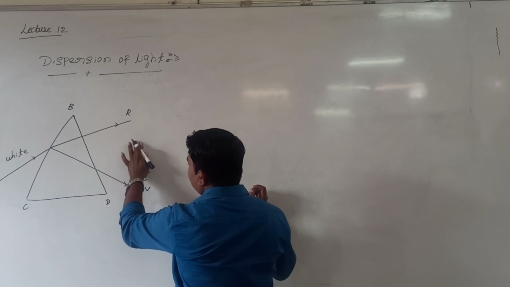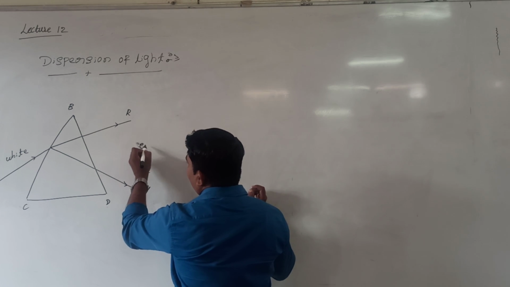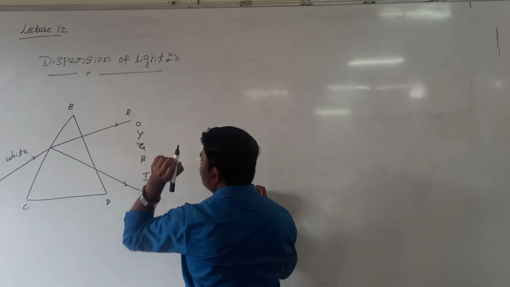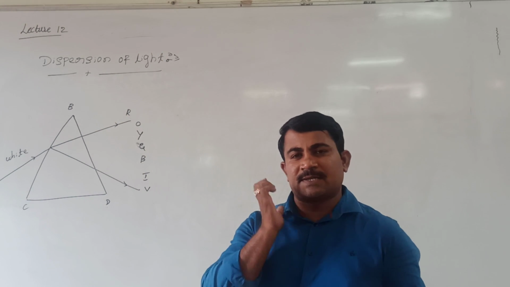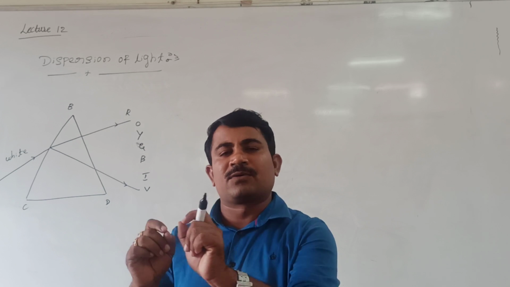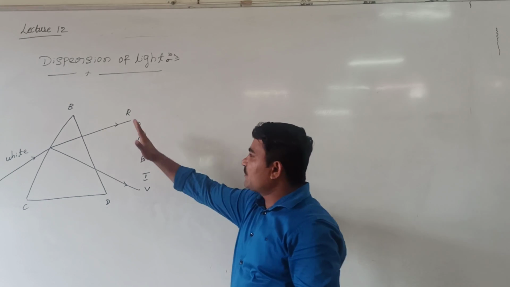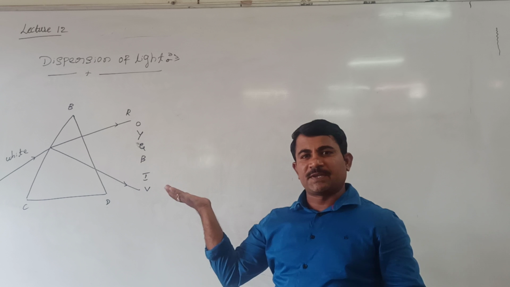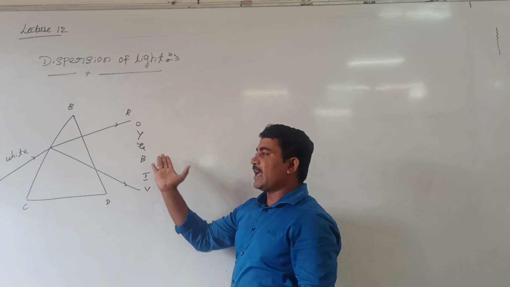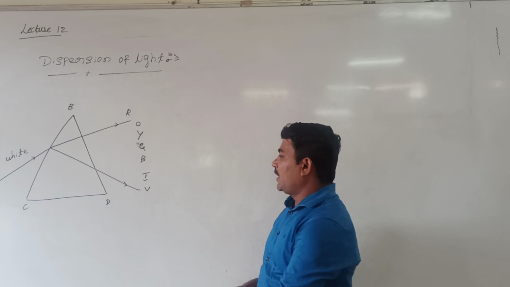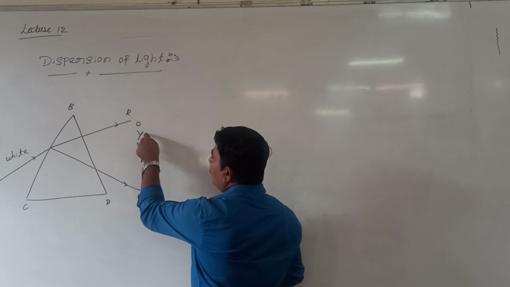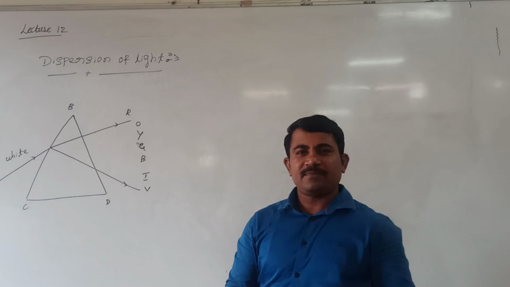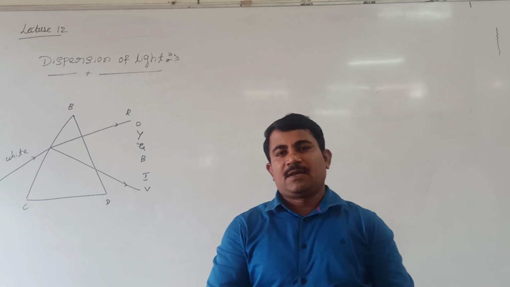That I can take in the form of VIBGYOR, like this. The band of 7 colors is obtained when white light is allowed to fall on the prism. This phenomenon we are calling dispersion. Here 7 types of colors are there: violet, indigo, blue, green, yellow, orange and red.